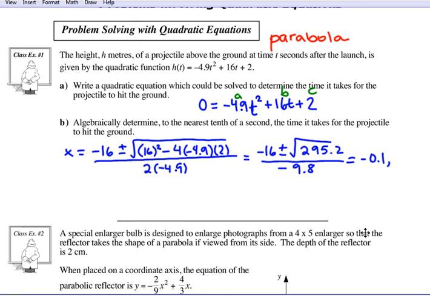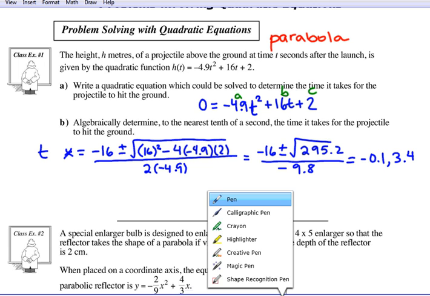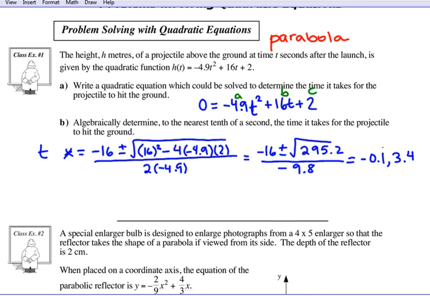Now, are those both possible solutions? We should make this a t equals instead of x equals. Can you have negative time? Absolutely not. I'm going to use my calligraphy pen here because I like it. You cannot have negative time. So the solution is 3.4 seconds is when it hit the ground. I know, isn't it awesome?